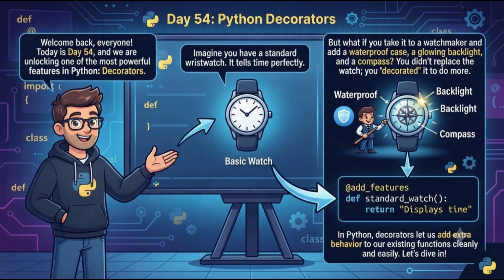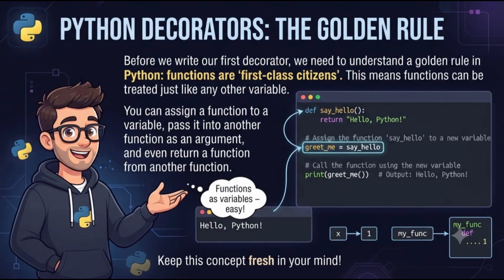Let's dive in. Before we write our first decorator, we need to understand a golden rule in Python. Functions are first-class citizens. This means functions can be treated just like any other variable. You can assign a function to a variable, pass it into another function as an argument, and even return a function from another function. Let's see a quick example where we assign a function name to a new variable and call it. Keep this concept fresh in your mind.